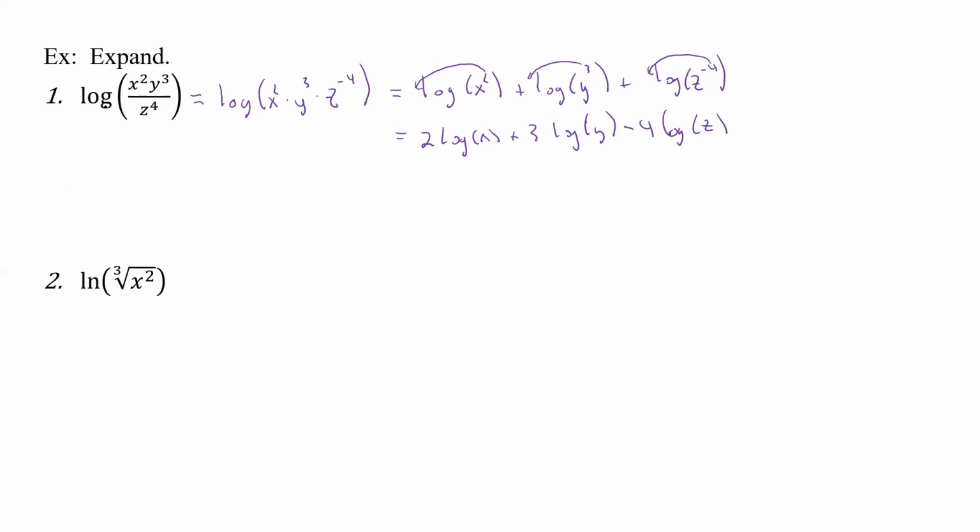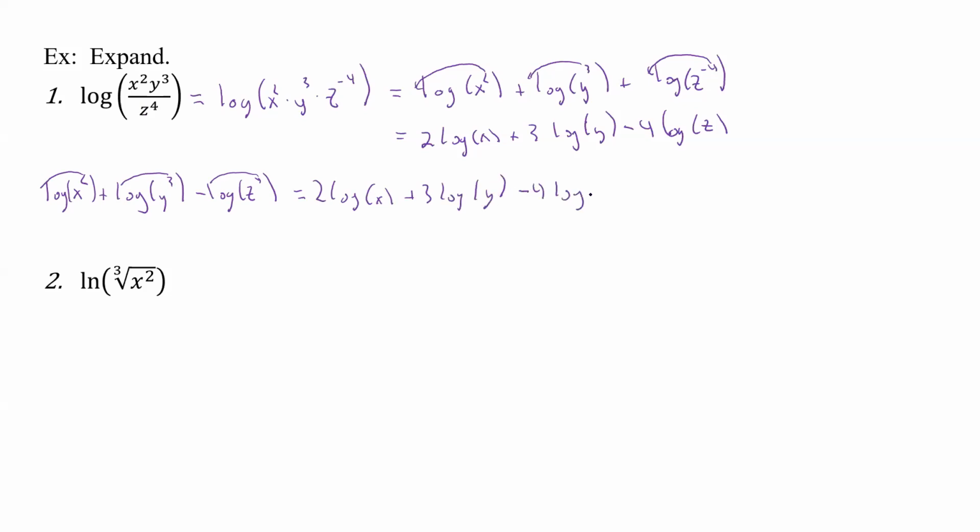Now if we'd gone the other way and just did log of that plus log of that minus log of that, what we would get is log of x squared plus log of y cubed, and then minus the log of z to the 4th. Now we're at the point we can bring down everything like this, and we get 2 log of x plus 3 log of y, and then minus 4 log of z. So those 2 match.